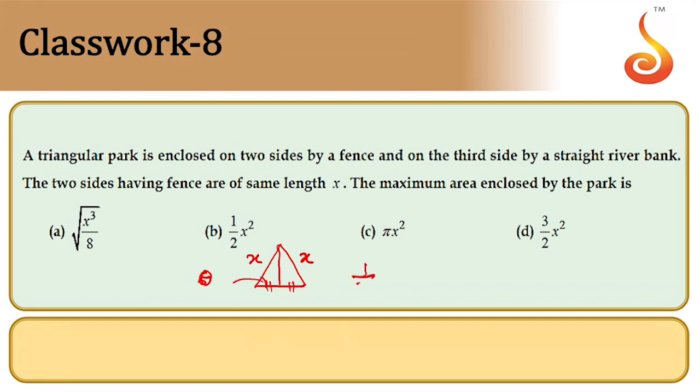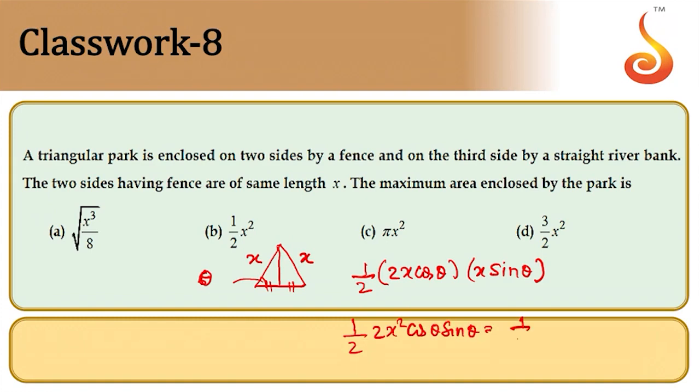So what happens, the area will be half into 2x cos theta into x sin theta. So you will get 1 by 2 x square cos theta sin theta. This is nothing but 1 by 2 x square sin 2 theta. The maximum value of sin 2 theta is equal to 1. Therefore, we get 1 by 2 x square. Option B is correct. A simple question.